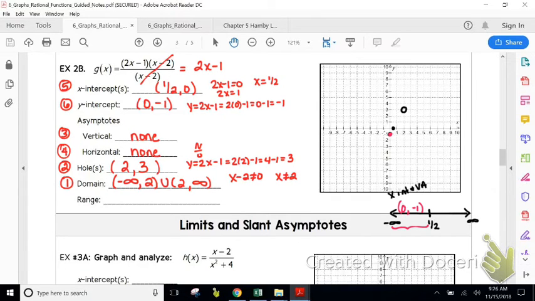Let's do 1. So between 1/2 and infinity, she said 1. So we get y equals 2 times 1 minus 1. So we get 1. Now if I played connect the dots, what does that look like? A line. And that's exactly what it is, because look at our equation up here, guys. 2x minus 1, isn't it? So basically, the equation they gave us was a linear line with a hole in it.